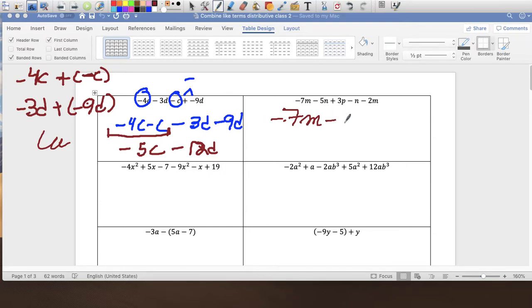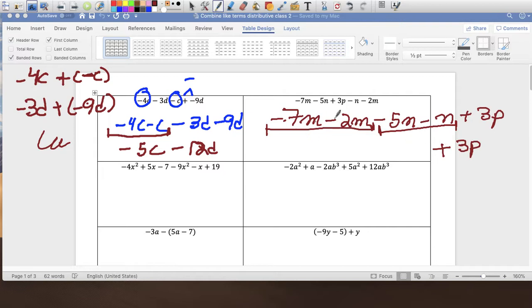Negative 7m minus 2m minus 5n minus n plus 3p. So again, I'm just rewriting my expression so my like terms are next to each other. And again, this is what I'll focus on. These two start at that minus sign and go all the way here. And the 3p, you notice, so I know my expression is going to be something plus 3p. These two is negative 9m, and these two is going to be negative 6n.